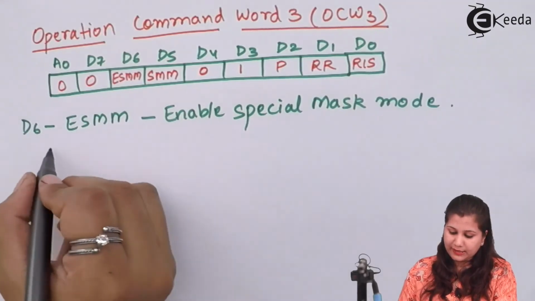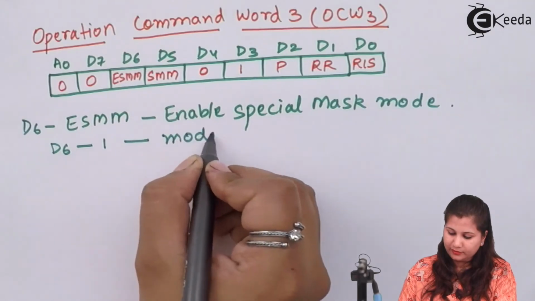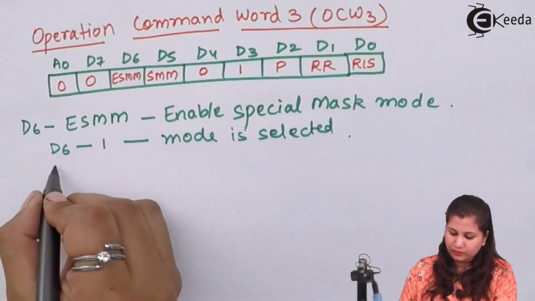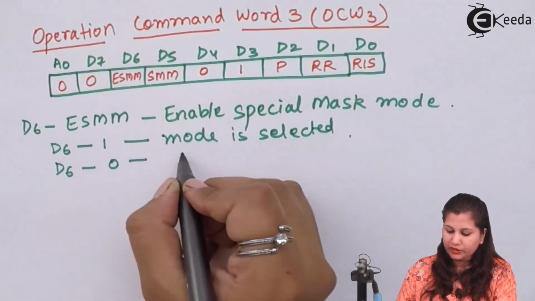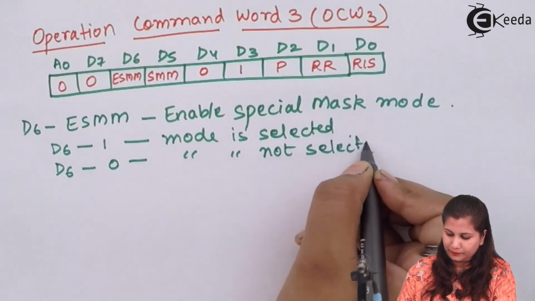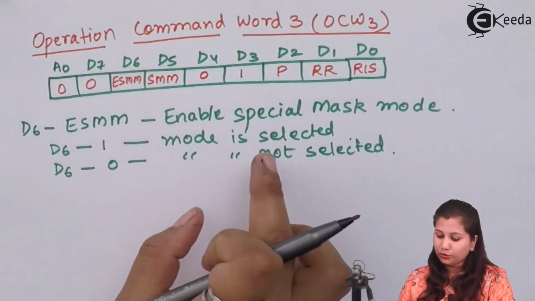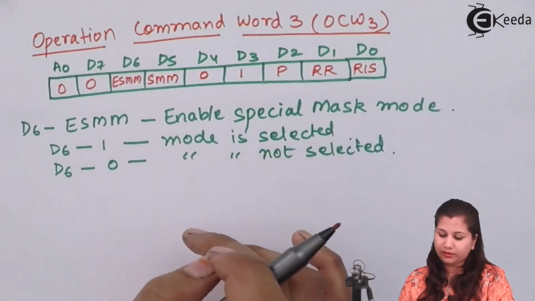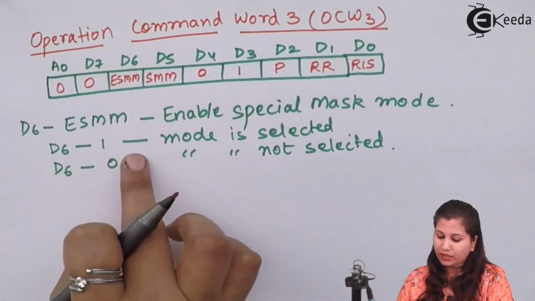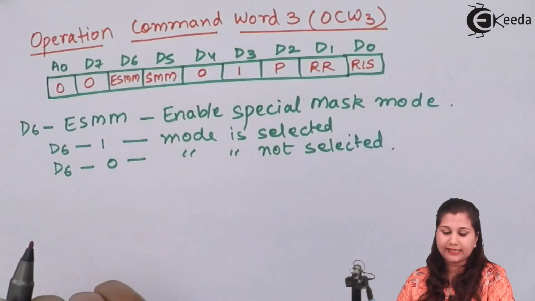When this D6 bit is 1, then this mode is selected, and if it is 0, then the mode is not selected. So the D6 bit is used to select or not select the enable special mask mode. When this bit is 1, that mode is selected. If it is 0, then the mode is not selected.